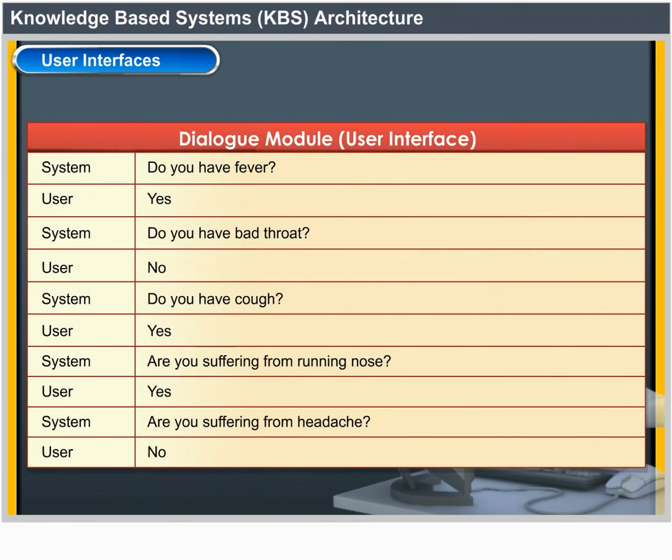User interface. System: Do you have a fever? User: Yes. System: Do you have bad throat? User: No. System: Do you have cough? User: Yes. System: Are you suffering from running nose? User: Yes. System: Are you suffering from headache? User: No.